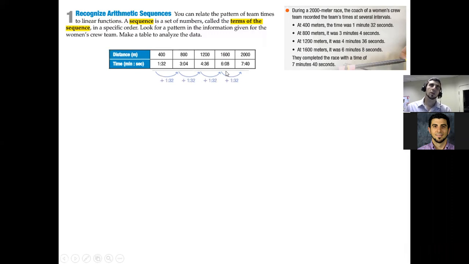Now remember, there's 60 seconds in a minute, so we're not going up to 100 to get the next minute. We're only going up to 60. So if you add a minute and 32 seconds to a minute and 32 seconds, you're going to get 3 minutes and 4 seconds. If you add a minute 32 to that, you're going to get 4 minutes and 36 seconds. Just wanted to point that out for you there.